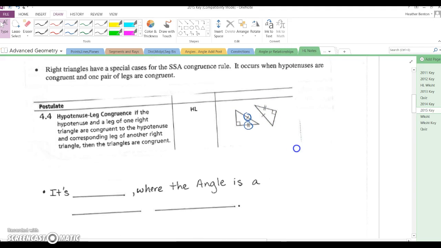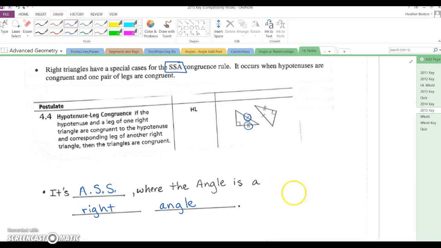So basically it's angle, side, side, and yes, this is a bad word, so oftentimes it is not referred to as angle, side, side, but people refer to it as side, side, angle, because that avoids the bad word. But we're just going to go ahead and own up to it here. It's angle, side, side, where the angle is a right angle. But again, the tricky part about this is remembering that it only works with right triangles, with right angles.